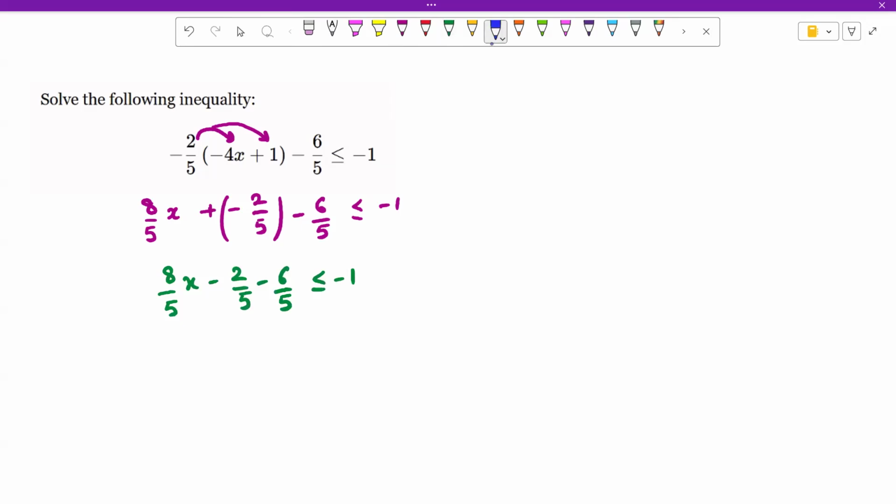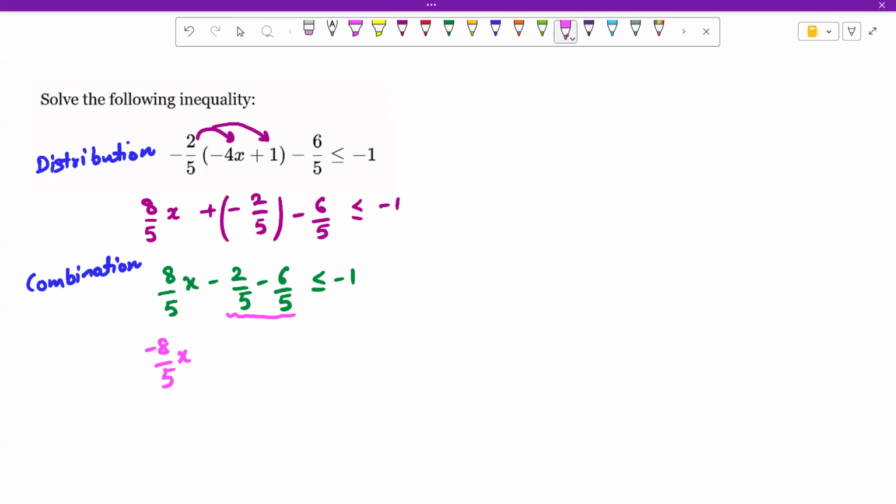Now, what is the next thing we'll be doing? Combination. Yes, combination. We are done with distribution. There was no rearranging needed. And now we are doing combination. What is it that we have to combine? We will combine negative 2 over 5 and negative 6 over 5. Very good. What do we get?